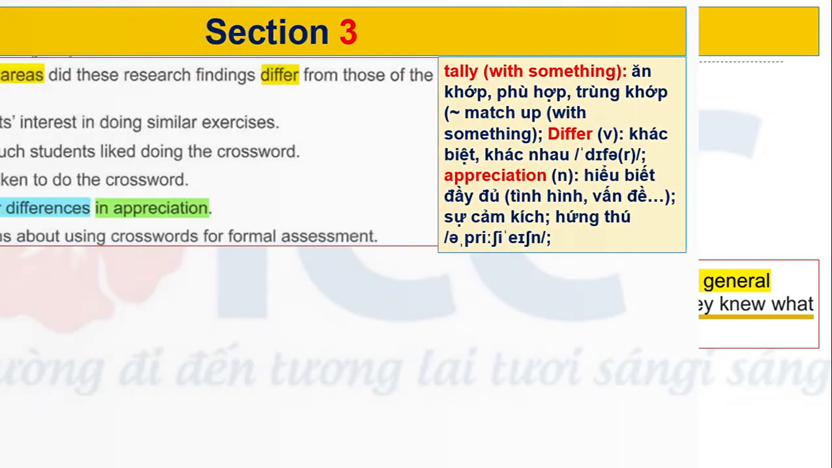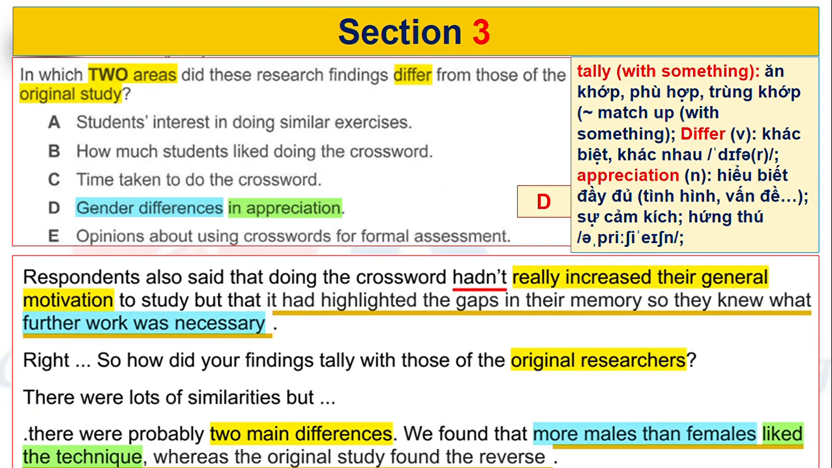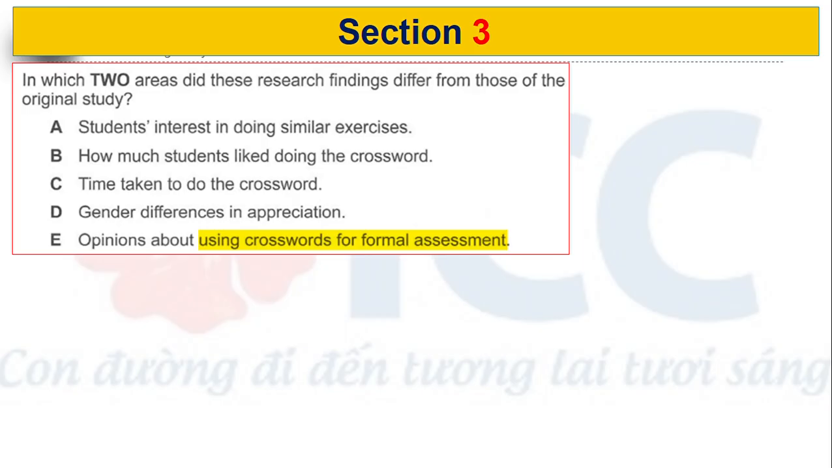Right. So how did your findings tally with those of the original researchers? There were lots of similarities, but there were probably 2 main differences. We found that more males than females liked the technique, whereas the original study found the reverse. Also, our respondents said they wouldn't mind doing a crossword as a final official exam, whereas in the original study, students said they would hate doing it even if it meant having a shorter test.